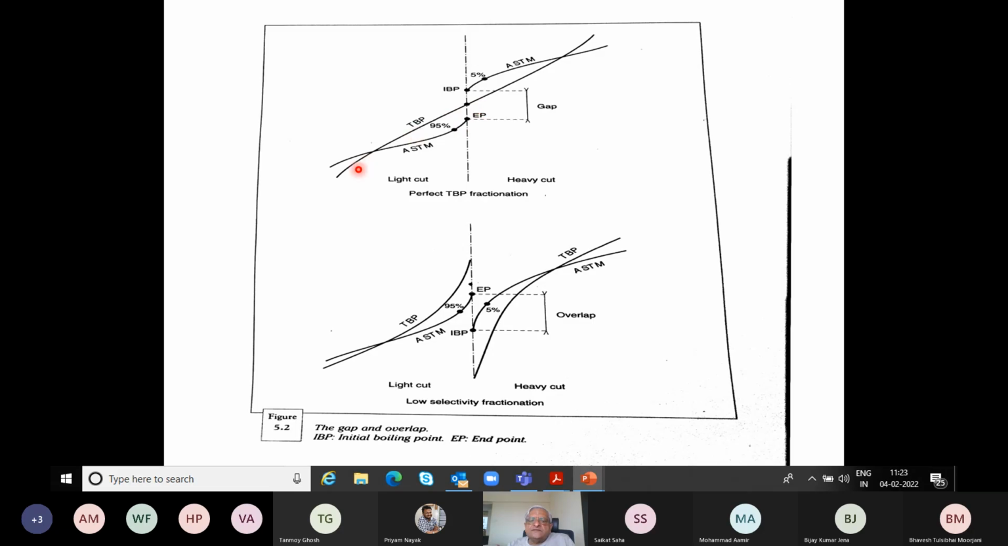So you can see that if there's a very sharp cut, then there's a gap on the ASTM graph. This gap is based on the IBP and the EP. While if the fractionation is not that perfect, and it is always the case that the fractionation is not that perfect, then between the light fraction ASTM and the heavy fraction ASTM, that is how we define the overlap. That is the endpoint of the light fraction minus the IBP of the heavy fraction.